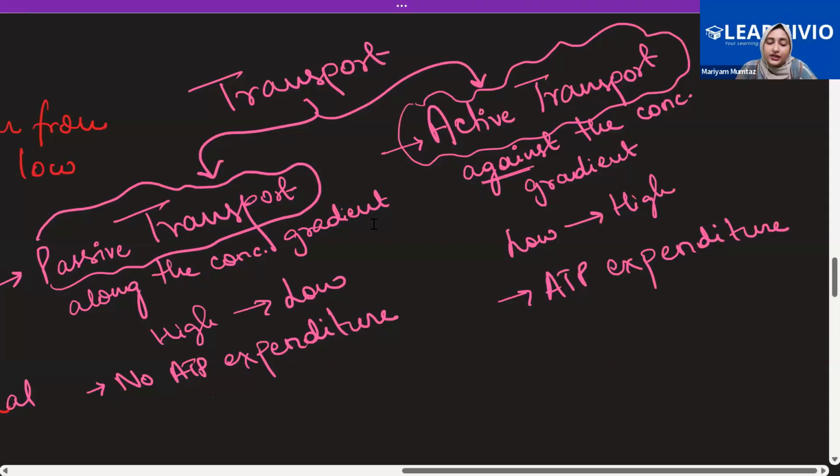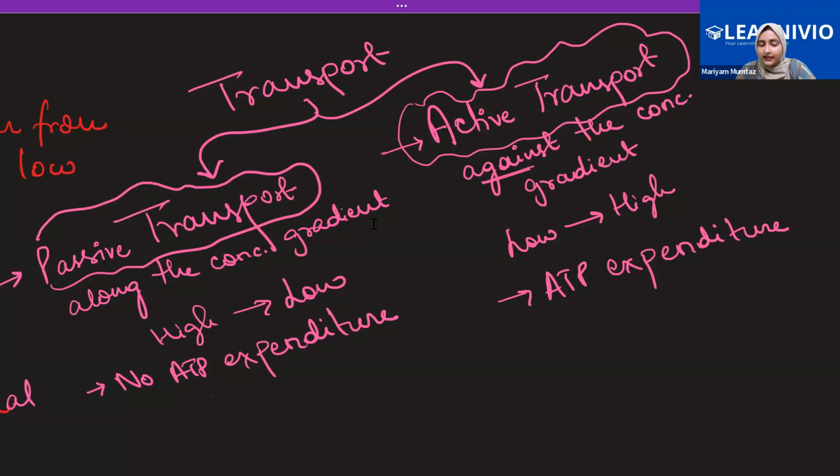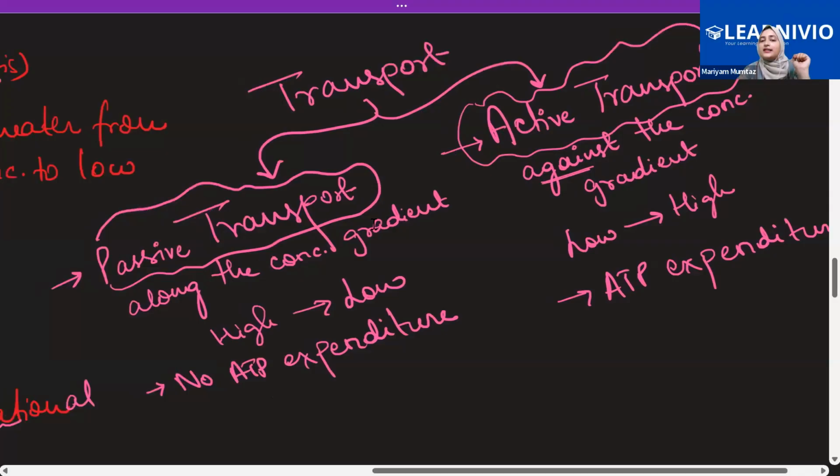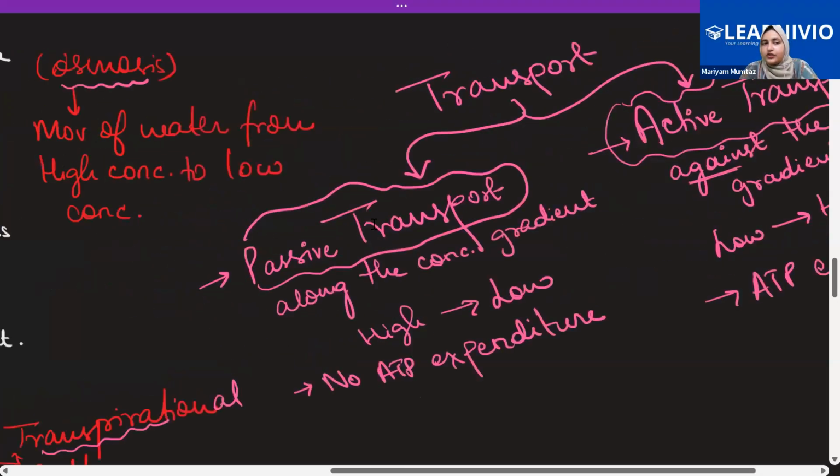If the transportation is happening along the concentration gradient, meaning from high concentration to low, then no energy, no ATP will be required. But if the transportation is happening against the concentration gradient, meaning from low to high, then in that case ATP expenditure will be required. So those are the two types of transportation.